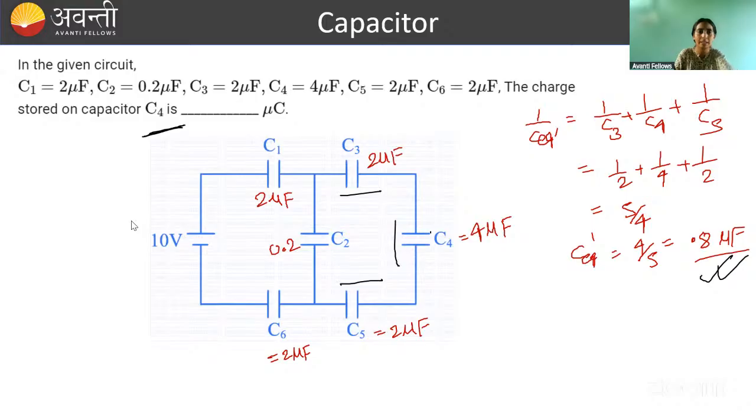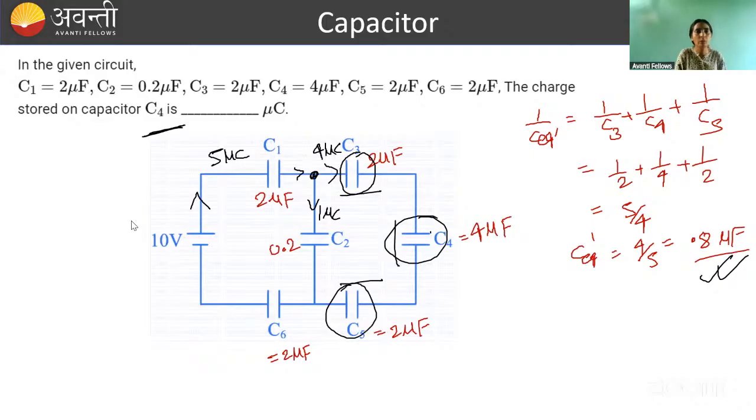ऐसे भी मैं explain कर सकती हूँ कैसे? जैसे यहाँ से देखो 5 आया था, 5 microcoulomb. Here what happened? Here 1 microcoulomb got this way, and here it got 4 microcoulomb. ठीक है? So on this there will be 4 microcoulomb, on this 4, on this 4. Done it. So what will be charge stored on C4? It will be 4 microcoulomb.